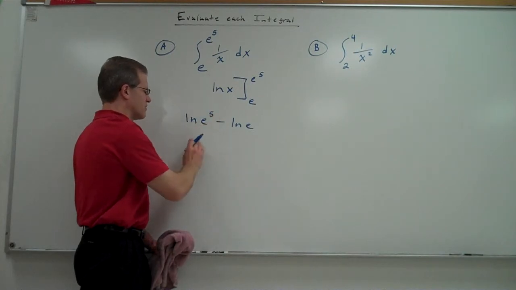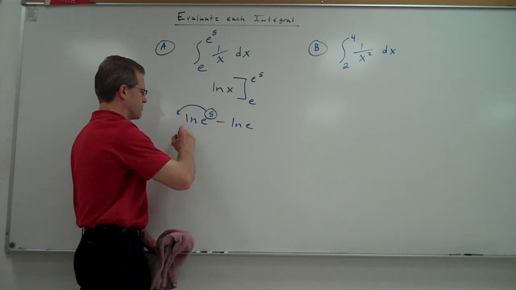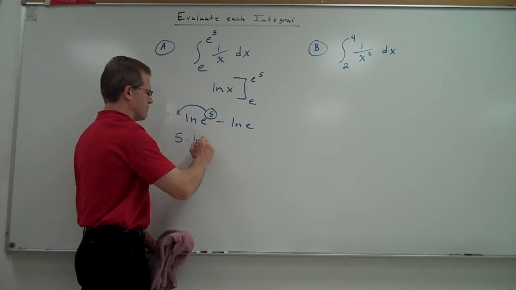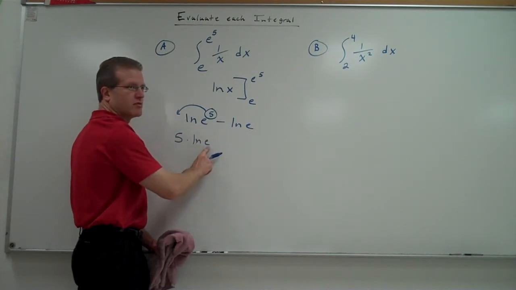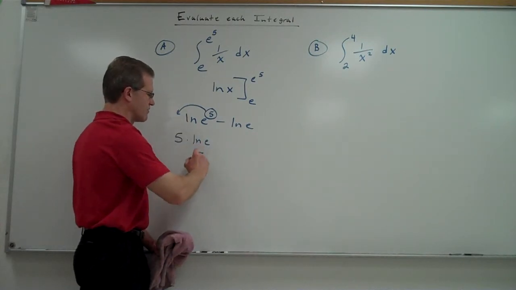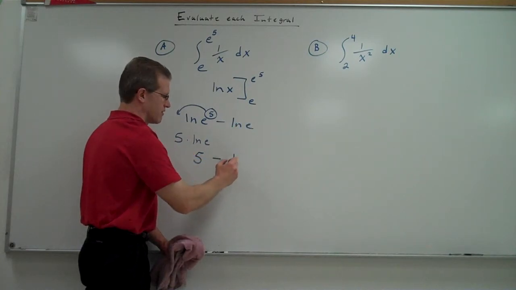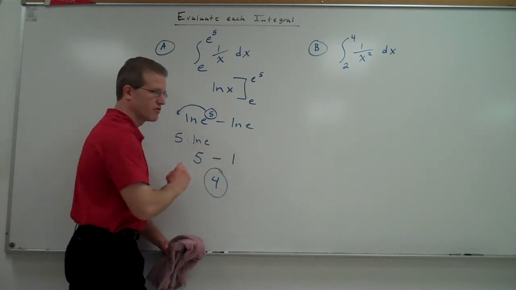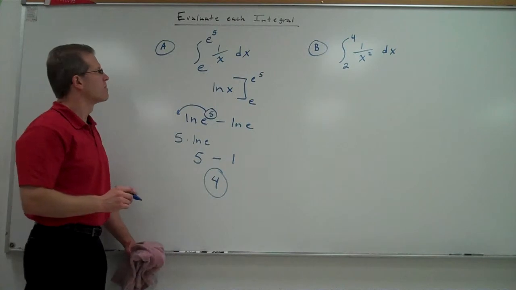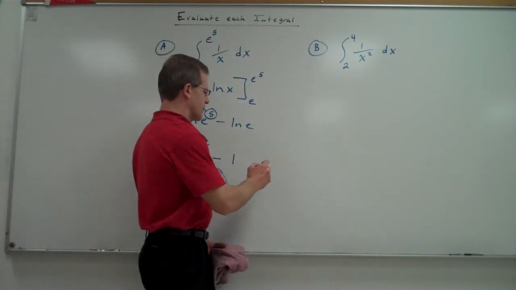Another way to think of it would be to say, well, I know with logarithms I can move an exponent up front. What's the natural log of e equal? 1, yep. So 5 times 1 would be 5. How about the natural log of e? Well, we just said that. That's 1, right? 5 minus 1 is 4. So this answer is 4.